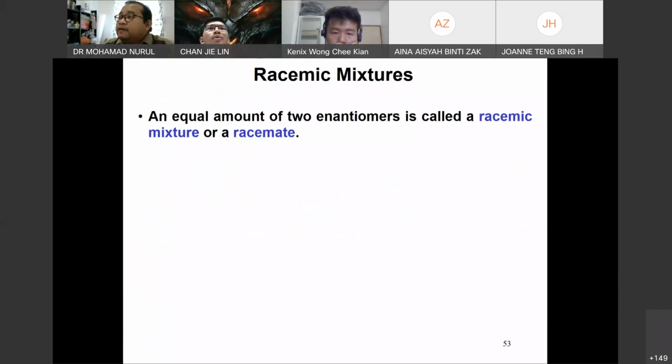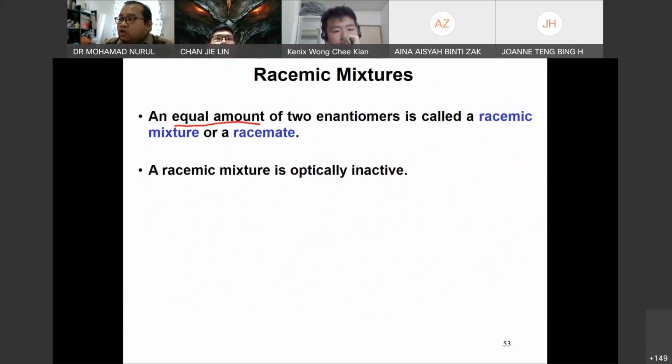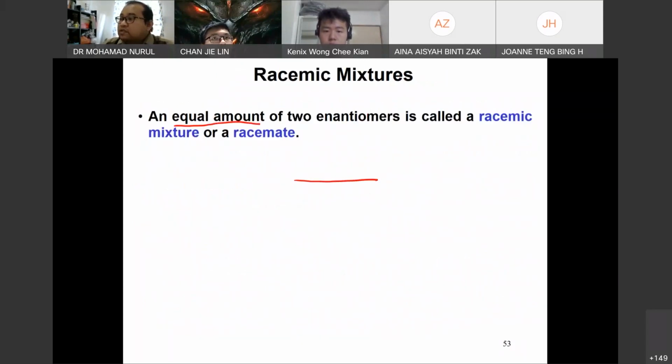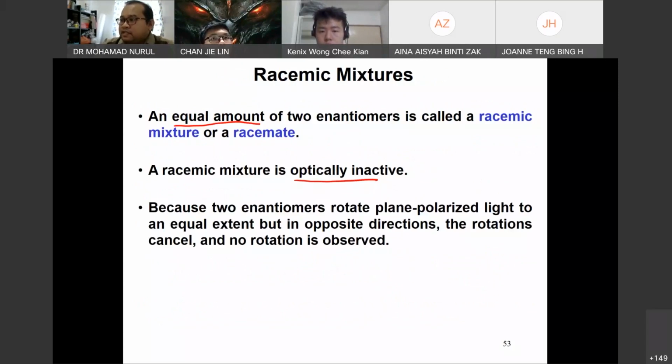What is a racemic mixture? Equal amounts of two enantiomers are called a racemic mixture or racemate. A racemic mixture is optically inactive because of the same situation here. If we put A and B together, A will rotate 5 degrees clockwise, and B will rotate 5 degrees anti-clockwise, and it becomes 0. That's why we call it a racemic mixture. This is just an explanation of the racemic mixture.